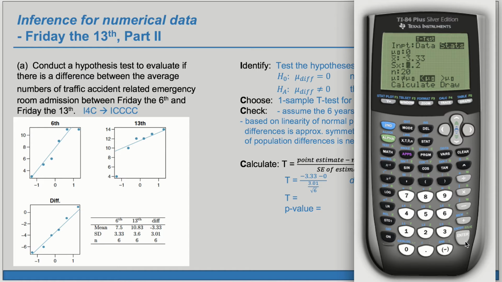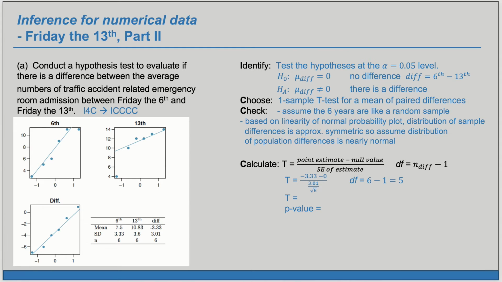Our sample standard deviation is 3.01, and our sample size is 6. Our alternate hypothesis is two-sided, not equal to. And now we'll calculate, and we get our t statistic, and immediately below that our p-value. So we can record those values.